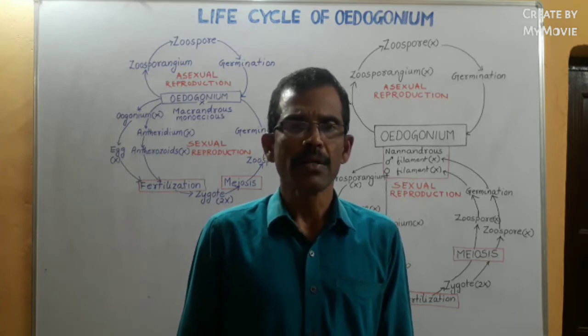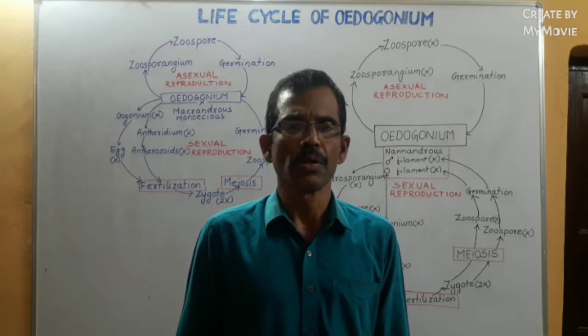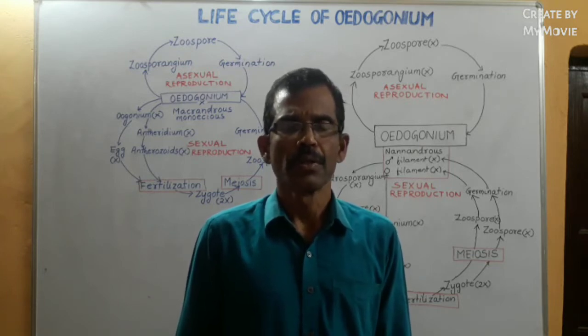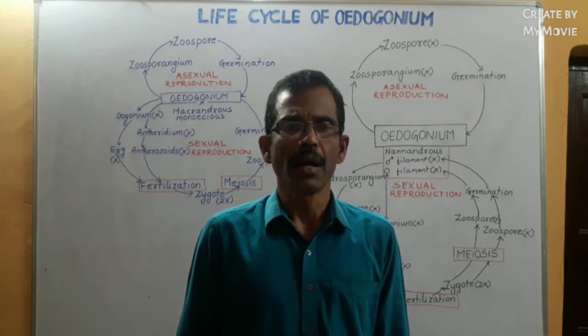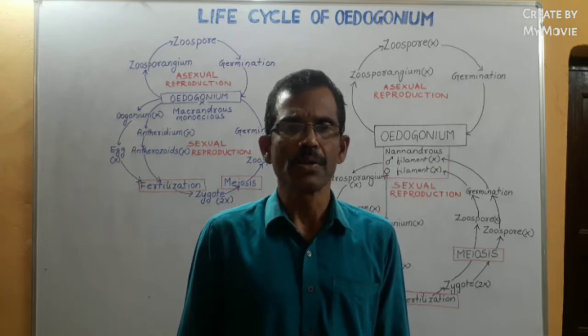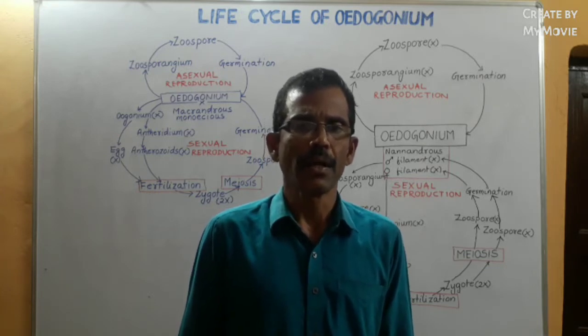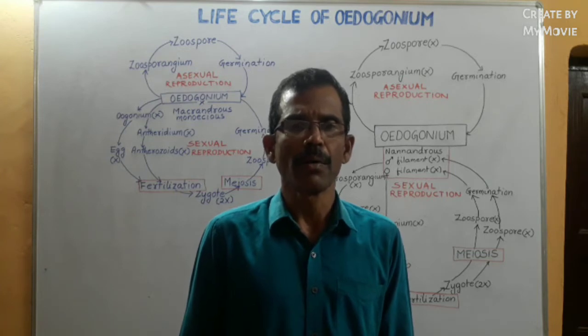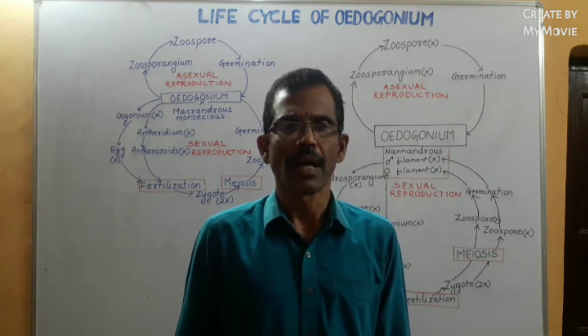The Macrandrous species can be monoecious or dioecious. In monoecious species, both the antheridia and oogonia develop on the same filament, whereas in dioecious species, the antheridia and oogonia develop in different thallus.